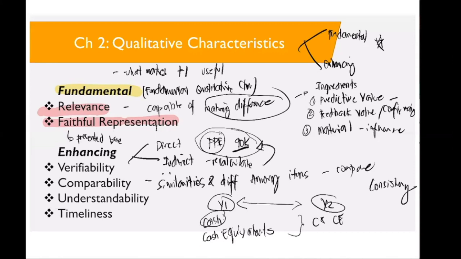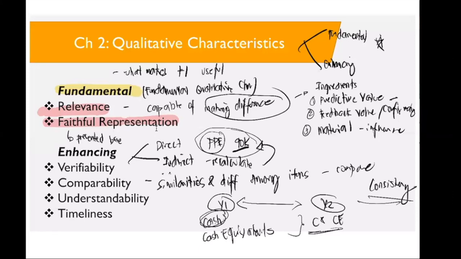So if you account cash as cash, then cash. If you count cash as cash equivalent, then cash equivalent. But if you account for one item as cash and then suddenly you account for it as cash and cash equivalent, there is no consistency on that. So consistency is important in comparability.